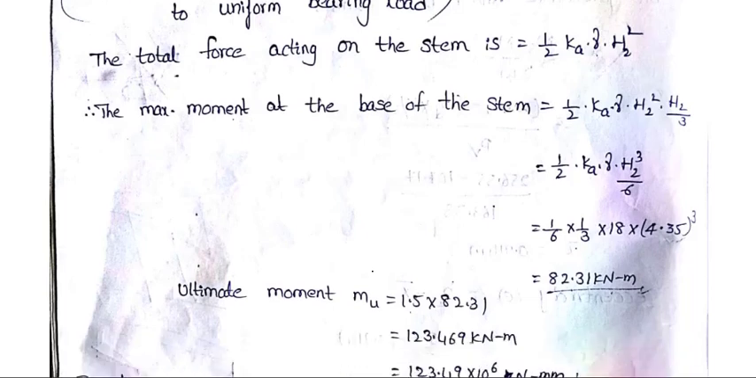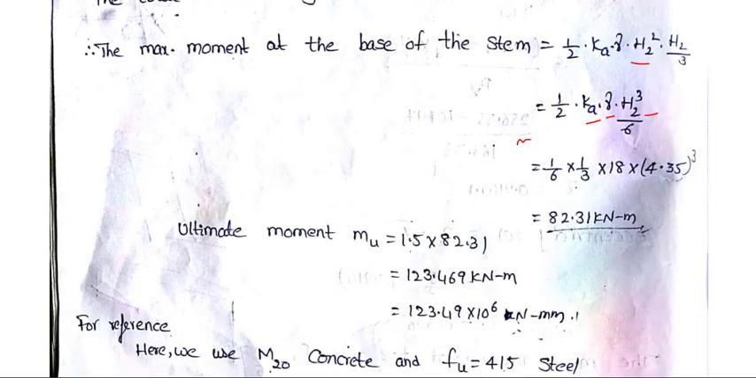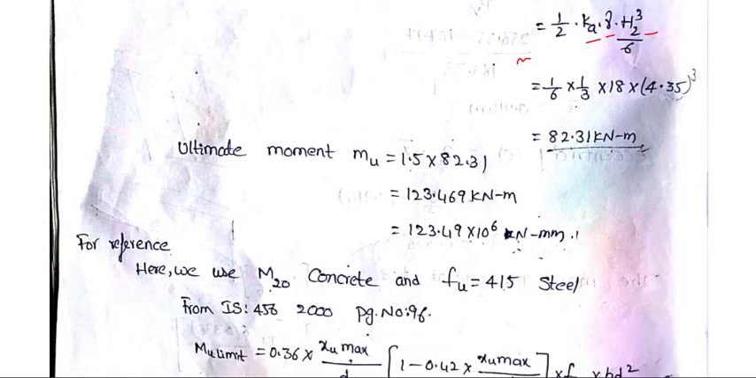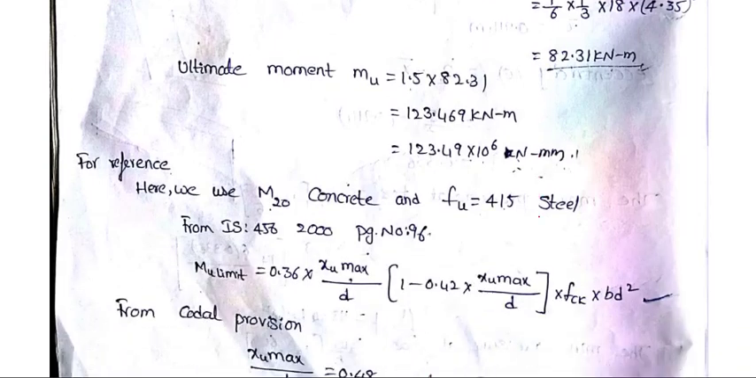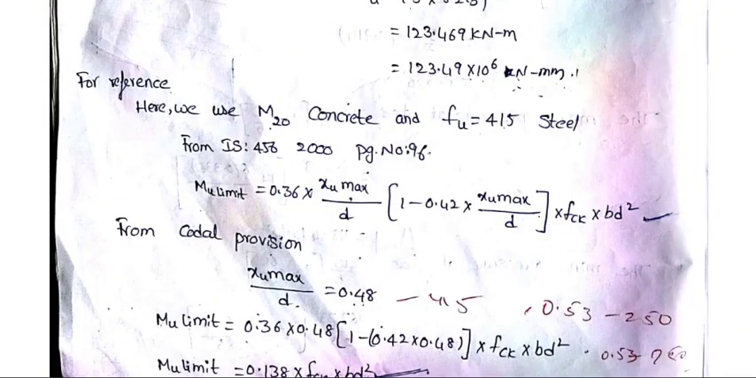So here actually this is h2 only, so totally h2 cube by 6. Substitute all the values, gamma, h2, everything, and you will get 82.31 kilonewton meter. Now convert this into ultimate moment by multiplying by a factor of 1.5, so you will get 123.49 into 10 power 6 kilonewton mm.